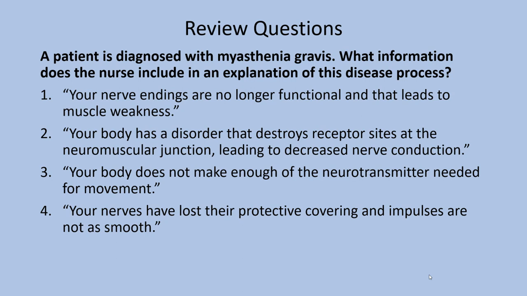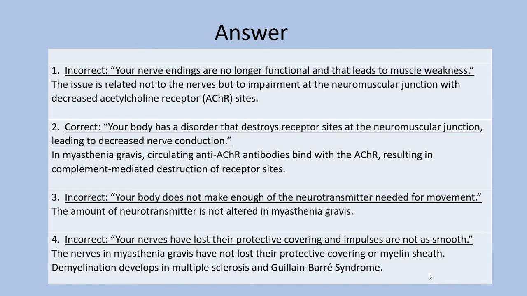So you can either pause right now and wait to answer, or I'll keep talking and give you the answer. So the answer is 2. Your body has a disorder that destroys receptor sites at the neuromuscular junction, leading to decreased nerve conduction. So remember that circulating anti-ACH antibodies bind with the ACH receptors, resulting in complement-mediated destruction of the receptor sites. So the antibodies destroy the receptor sites.